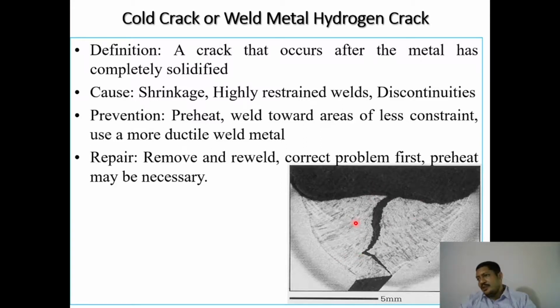It need not even be a cold crack. Sometimes you can see that after post welding, the material may get warped also. For example, a 90-degree blade may change its angle after welding, either to this side or that side, depending on your post welding issues. So if a crack is obtained after your post welding, that is called the cold crack or weld metal hydrogen crack.